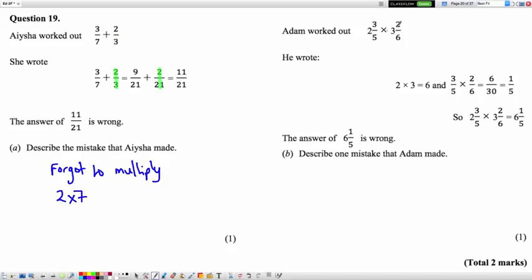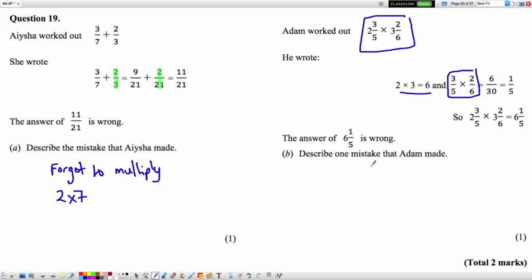Adam worked out this fraction multiplication. Here's his working out. We can see here that he first took the two whole numbers, 2 and 3, multiplied together to make 6. He then multiplied the fractions together separately and then put them together.